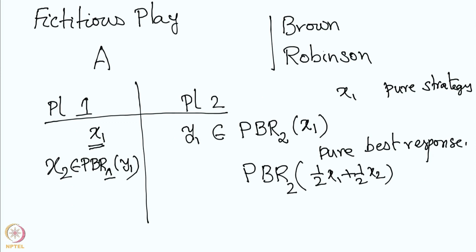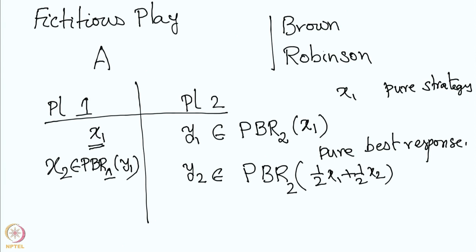Then player 2 thinks that player 1 is going to play x1 with half probability, x2 with half probability. Therefore, he will look at the best response corresponding to that. Let me call that y2. Then, once player 2 chooses this y2, in the next round, player 1 will look at player 2, who has played y1 and y2. Therefore, he thinks player 2 will play y1 with half probability, y2 with half probability. Therefore, he will look at x3, which is basically a pure best response to half y1 plus half y2. And it goes on like this.